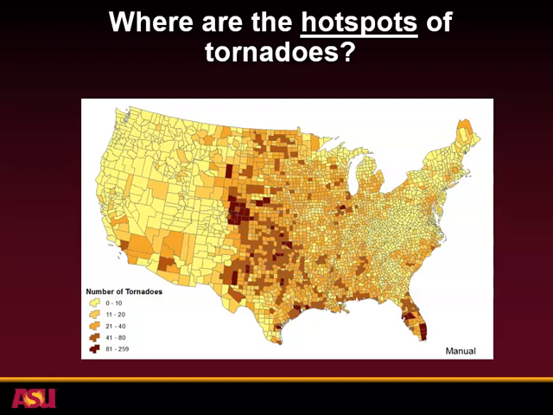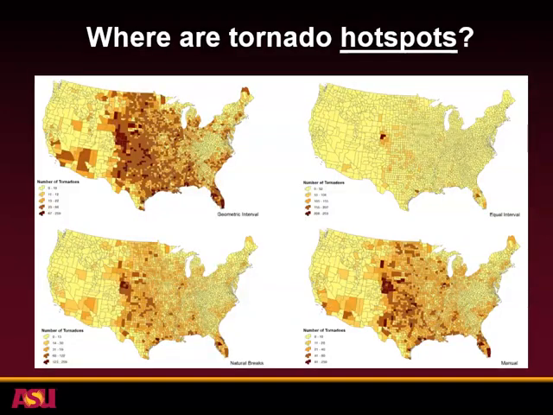So visually, we may be able to take a map like this and identify where we may think some hotspots of tornadoes are happening. But what happens if we change the symbology? So this is the exact same data being displayed four different ways using four different techniques: geometric interval, equal interval, natural breaks, and a manual classification. And you can see that it very much changes where we might say the cluster of tornadoes is, or the clusters of tornadoes are across the US.